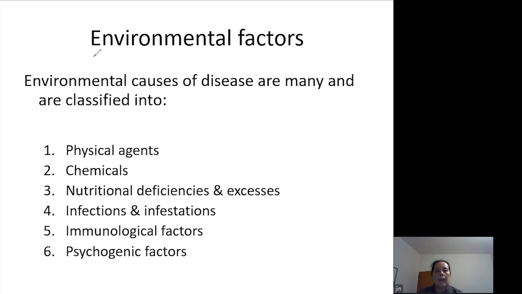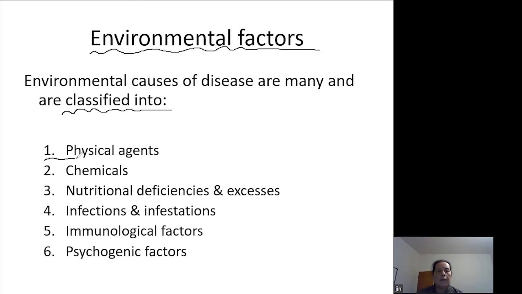Then we discussed environmental reasons. Environmental reasons include a lot of aspects. So we just try to make it a group here, and then we discuss some detail here.